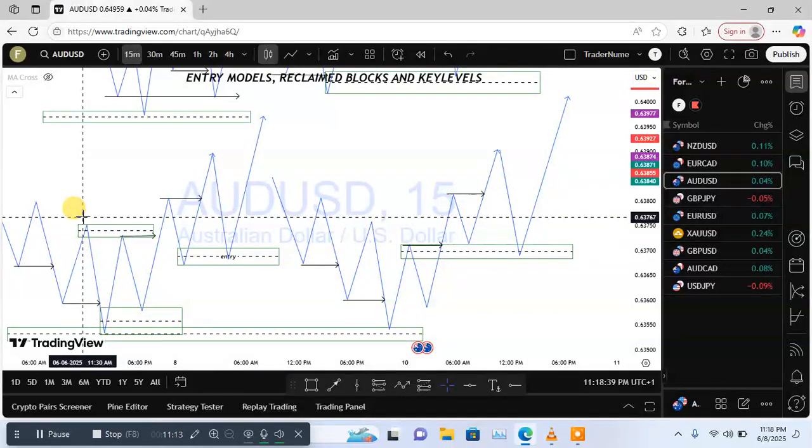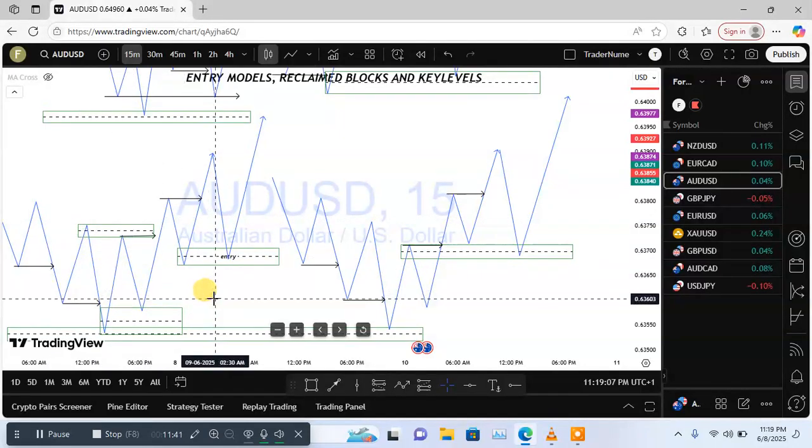You only take entries on your 15 minutes, 30 minutes, maybe 45 minutes, and the highest you can take your entry is 1 hour. You don't take entries on 2 hours. It means you can also take entry for 2 hours, but your stop loss will be very large. You understand? Your stop loss will be very large. So you don't take entry from your 2 hours. So this is the flip entry.